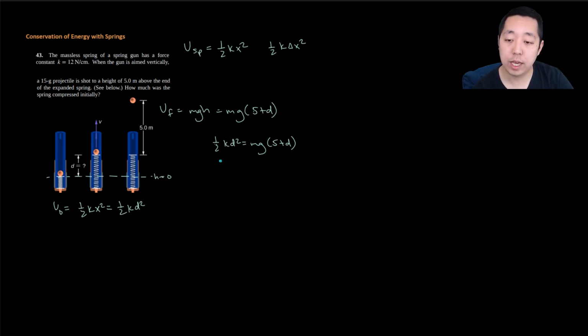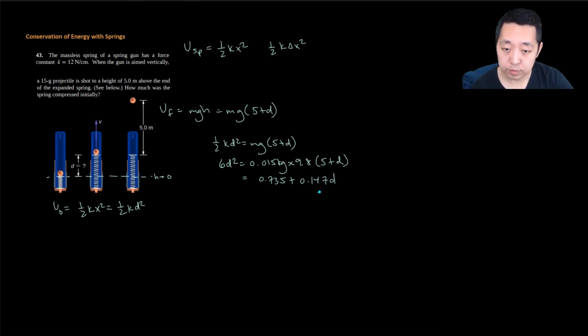And 1/2 times k, which is 12, is 6, so 6d squared. Mass is 0.015 kilograms times 9.8 meters per second squared, times (5 plus d). If I multiply and distribute this out, I get 0.735 plus 0.147d. Now this is a quadratic in d, so what I've got to do is put everything on one side, which is how I solve quadratic equations, because I can't get d by itself.